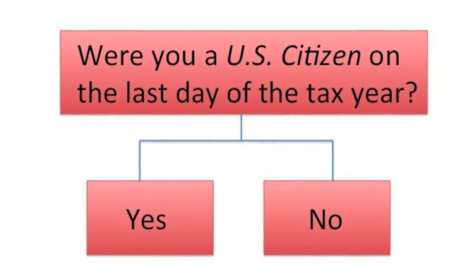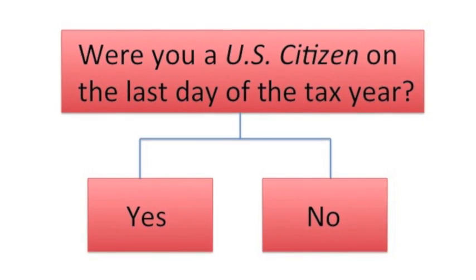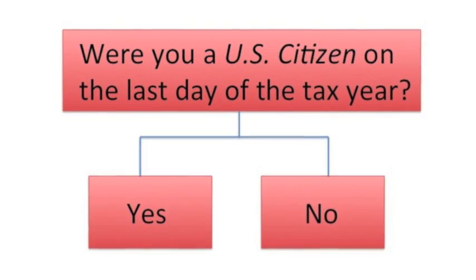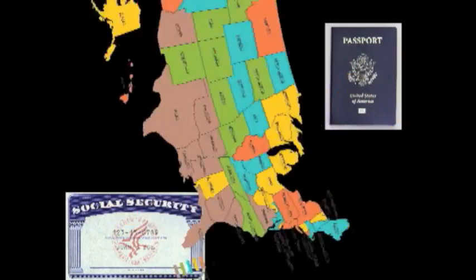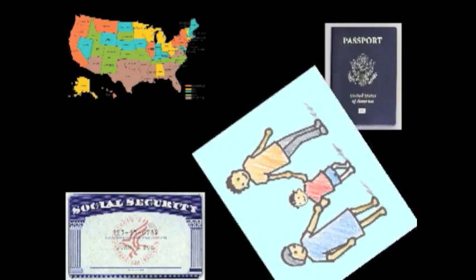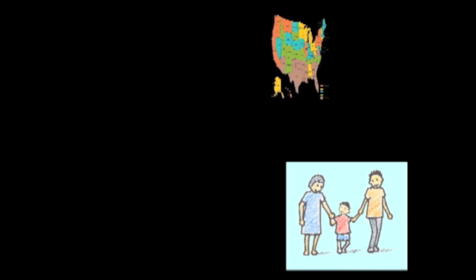The first question to ask is to determine whether you were a U.S. citizen as of the last day of the tax year, which is generally December 31st. You are considered a U.S. citizen, irrespective of whether you have a U.S. passport or Social Security number, if you were born in the U.S., or if one of your parents was a U.S. citizen. In addition, you may also become a naturalized U.S. citizen. If you're a U.S. citizen, you may have a U.S. tax filing requirement if your worldwide income meets the thresholds for tax reporting.